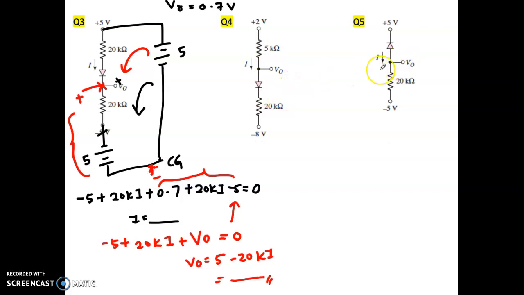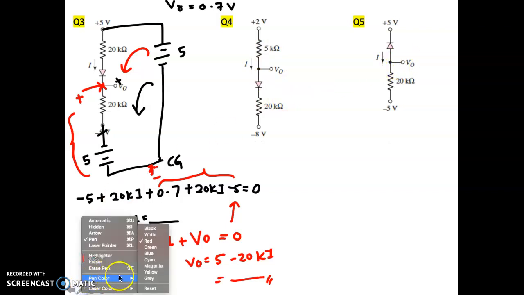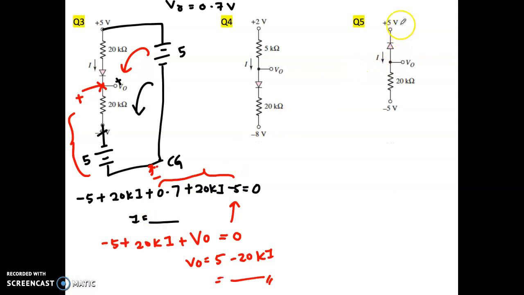But let's look at question number 5. Question number 5 says that we have two supplies, plus and minus. Before you start to solve this circuit, you need to look at your diode, whether it is turned on or off. If you look at the previous question, question number 3, here is plus, right? And in order for the diode to turn on, you need to have plus and minus here. So this one is okay. Is the diode turned on here? Yes. But how about here?